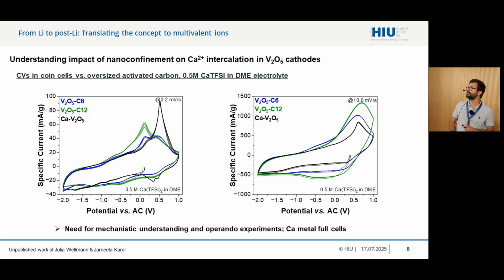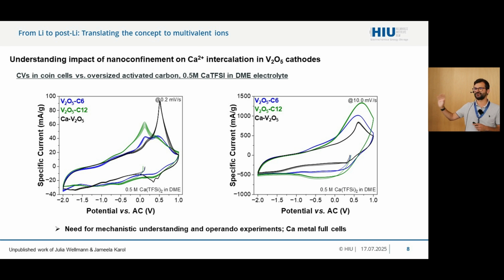And most interestingly, if we now go to very fast cycling rates, so 10 millivolt per second, we can clearly see that the material in green here, the C12 with the largest interlayer expansion, actually maintains quite an impressive capacity. So the kinetics of this system, also for calcium intercalation, seems to be very promising. So now in the future, we need to actually understand the underlying mechanisms here and also expand to calcium metal full cells.